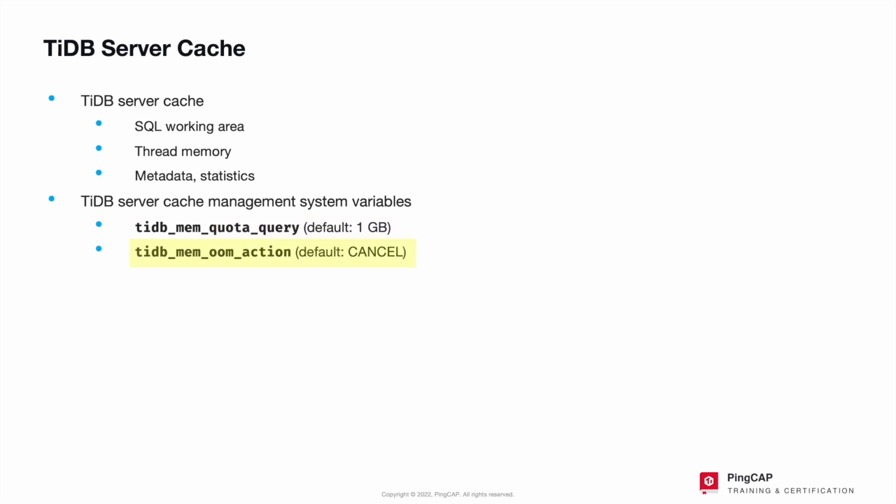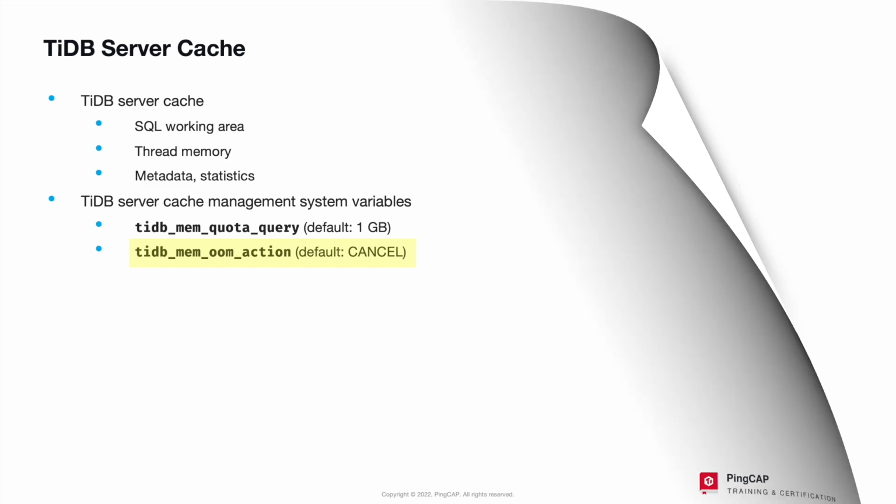Next, OOM-action. If you set OOM-action to cancel, memory usage of a SQL statement that exceeds a certain threshold will immediately interrupt the execution of the SQL statement and return an error to the client. The error message will specify in detail each physical execution that takes up too much memory.